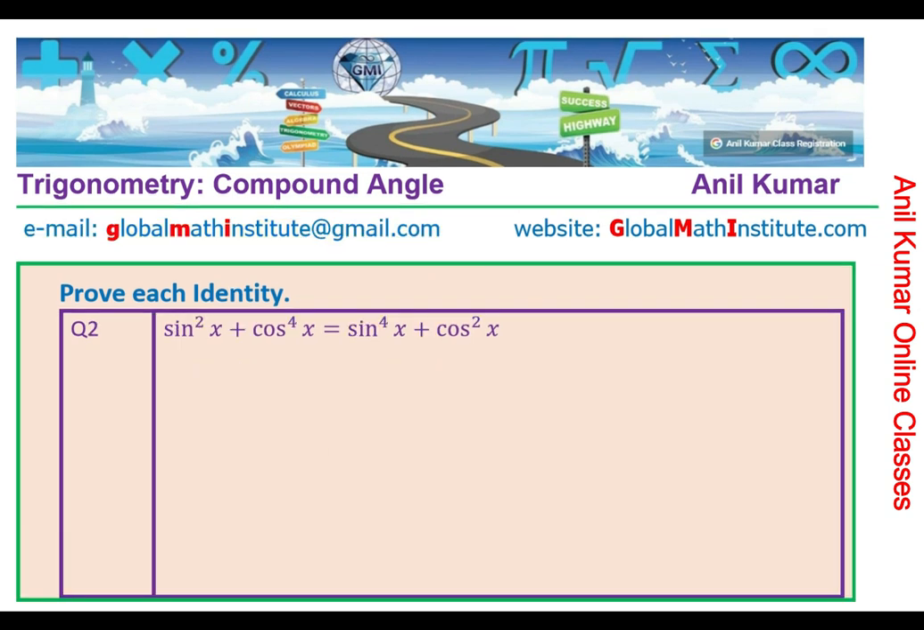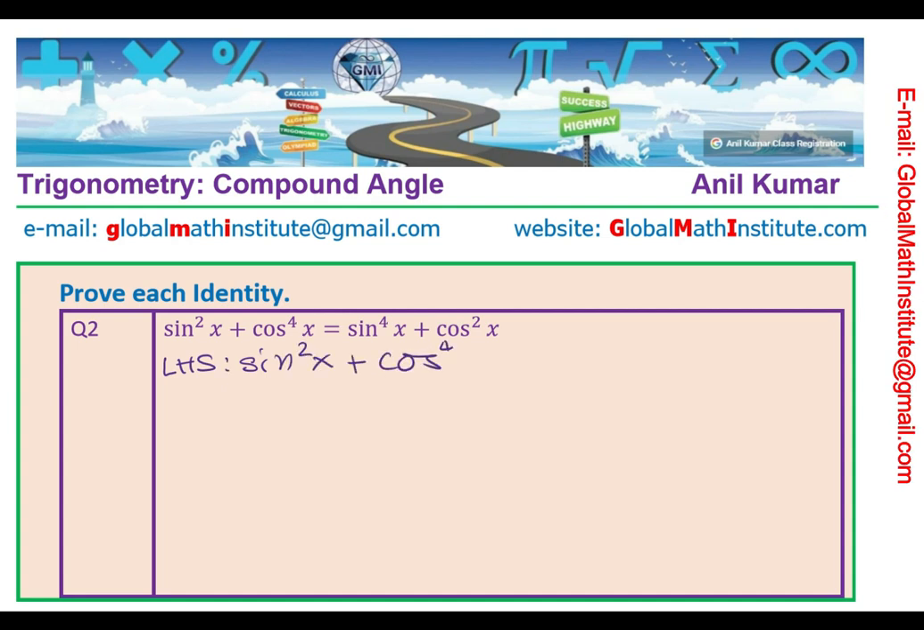We need to prove that sin square x plus cos to the power of 4x equals sin to the power of 4x plus cos square x. Well, let's begin with the left hand side, which is sin square x plus cos to the power of 4x. Now clearly, cos to the power of 4x can be written as cos square x whole square, right?